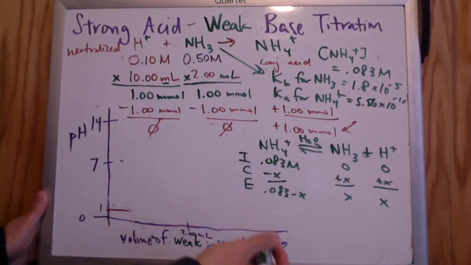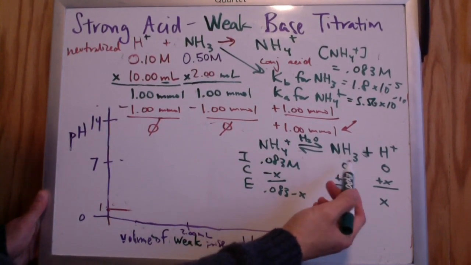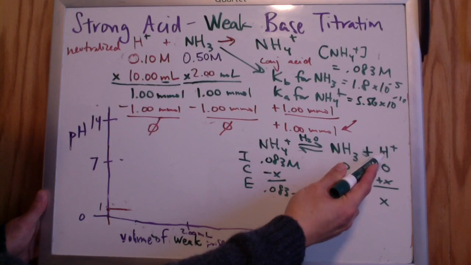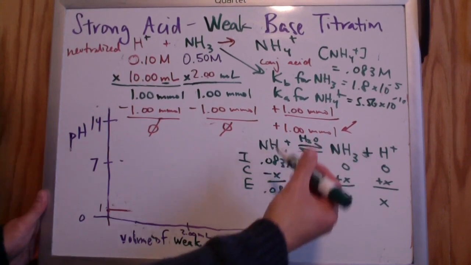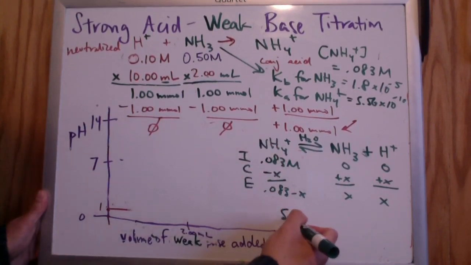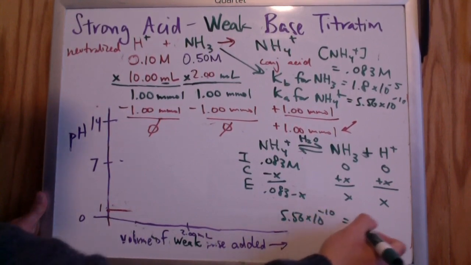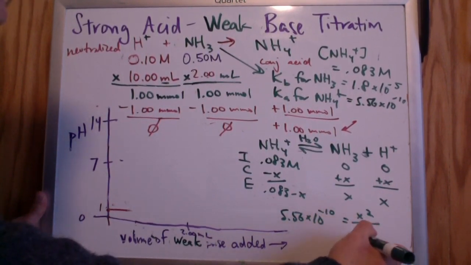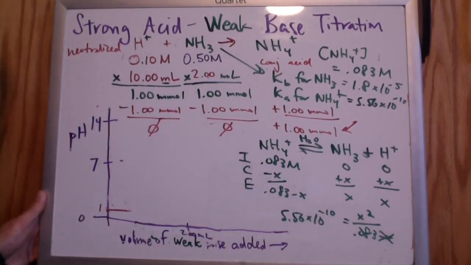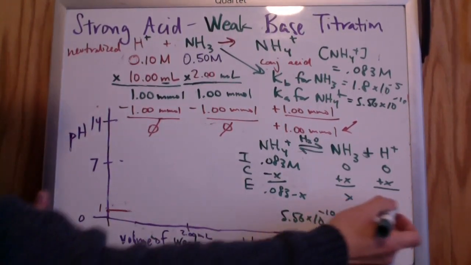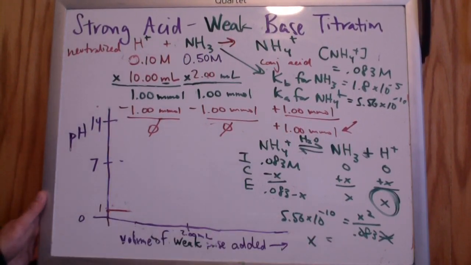So what we can do is go through the process of writing your Ka expression. So Ka equals the concentration of NH3 times the concentration of H plus divided by the concentration of NH4 plus. So you would set 5.56 times 10 to the negative 10th, which is the Ka, equal to x squared over 0.083 minus x. Get rid of the x because of the 5% rule, and then solve for x. And that x would be important to us because that is the H plus concentration. And then you would get the pH.